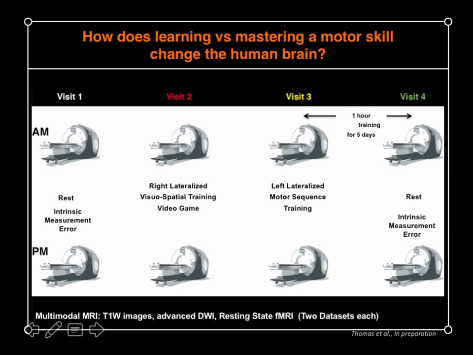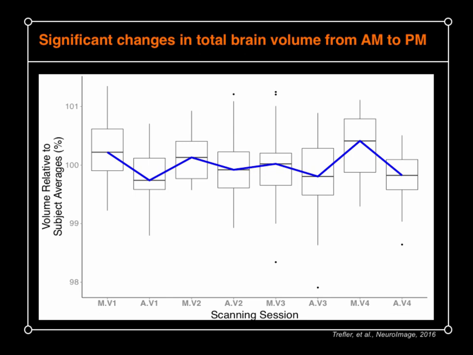And during each one of these sessions, we acquired multimodal MRI: T1 weighted images, advanced diffusion weighted images, resting state fMRI. We also got quantitative T1 and T2 measures. We got 2 data sets of each, so we can test for reproducibility of these findings and so on.